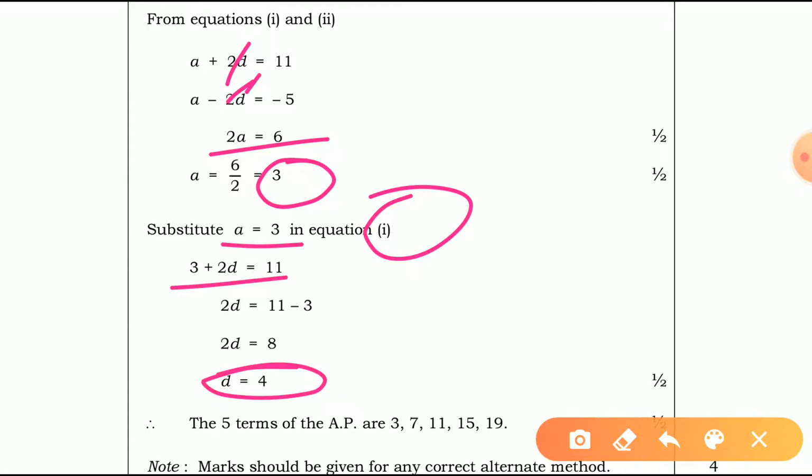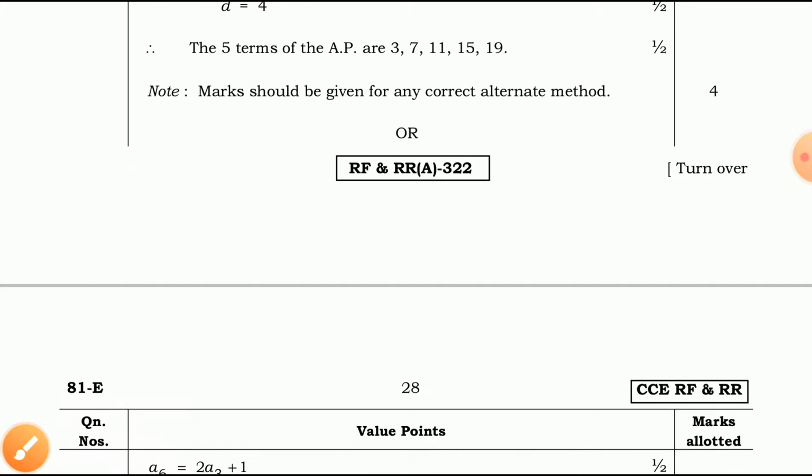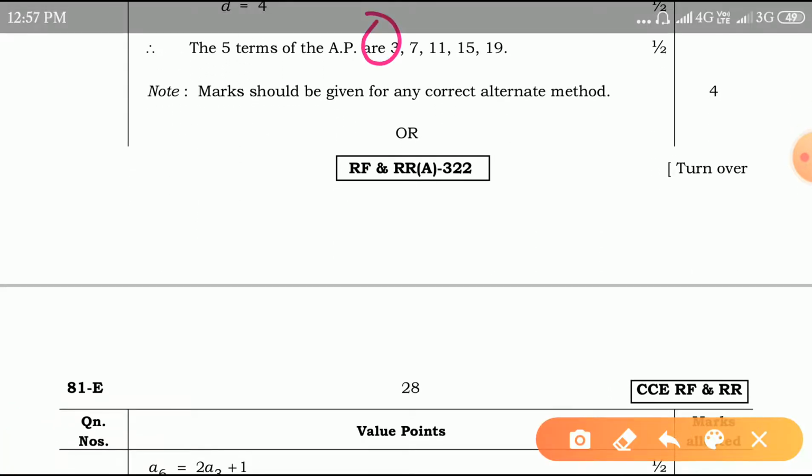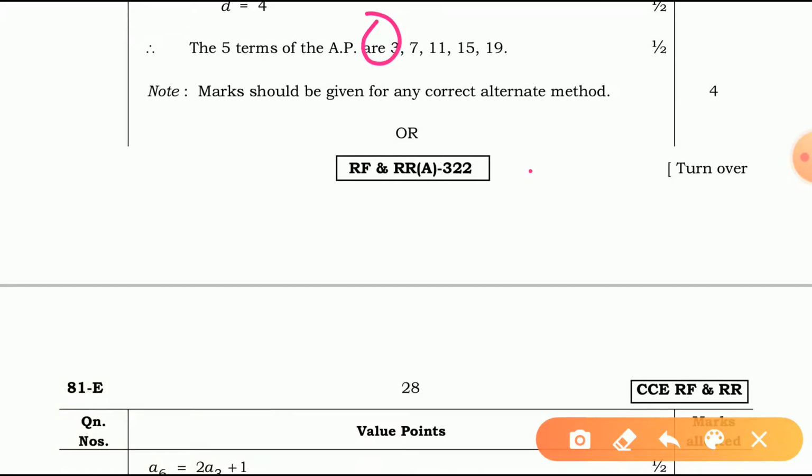3 plus 2d is equal to 11, 2d is equal to 11 minus 3, 2d is equal to 8. 2 fours are 8, therefore d is equal to 4. Therefore the 5 terms of the AP are 3, 3 plus 4 is 7, 7 plus 4 is 11, 11 plus 4 is 15, 15 plus 4 is equal to 19. These are the 5 terms of the AP.